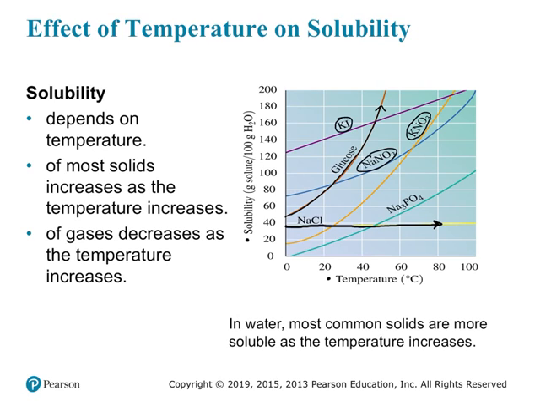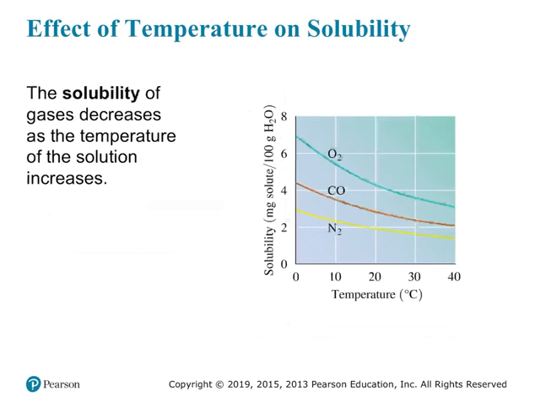Now, this is not true for gases. The solubility of a gas is going to decrease with increasing temperature. So on this slide, we have a graph of solubility versus temperature again, but this time we're looking at oxygen gas, carbon monoxide gas, and nitrogen gas. And you'll notice that their solubilities are, again, decreasing with increasing temperature.